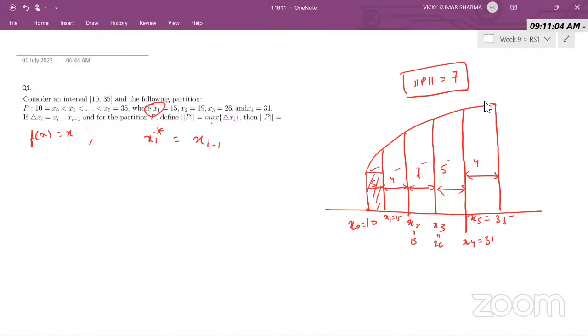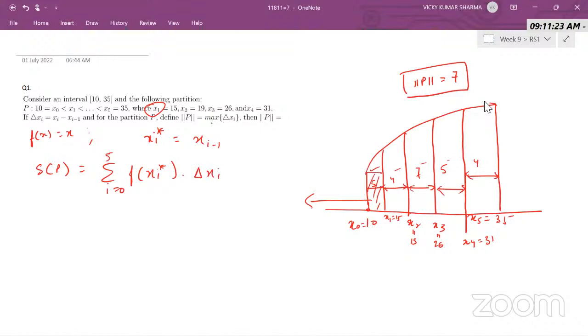So can you tell me what is the area for this? I'm just doing my Riemann sum. Okay, so let's do it. So S of P is what? Summation i equals 0 to 5 maybe, right? Right. And what does it say? f of xi star into what? Delta xi. Delta xi. Right?